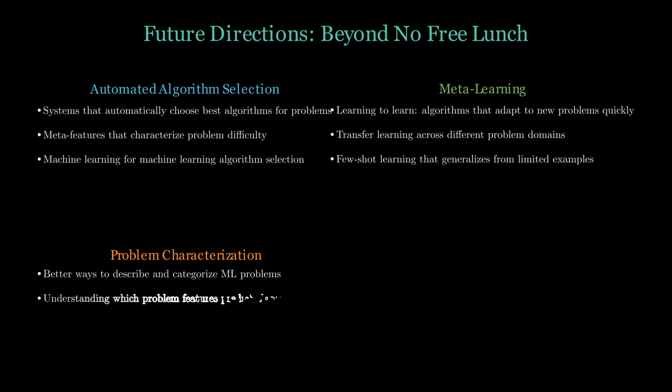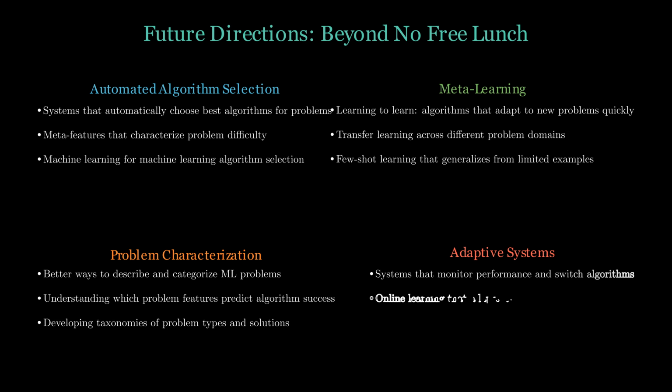Meta-learning focuses on learning to learn, creating algorithms that adapt quickly to new problems. Better problem characterization helps us understand which features predict algorithm success. Adaptive systems can monitor performance and switch methods automatically as conditions change. These directions embrace rather than fight the NFL principle.